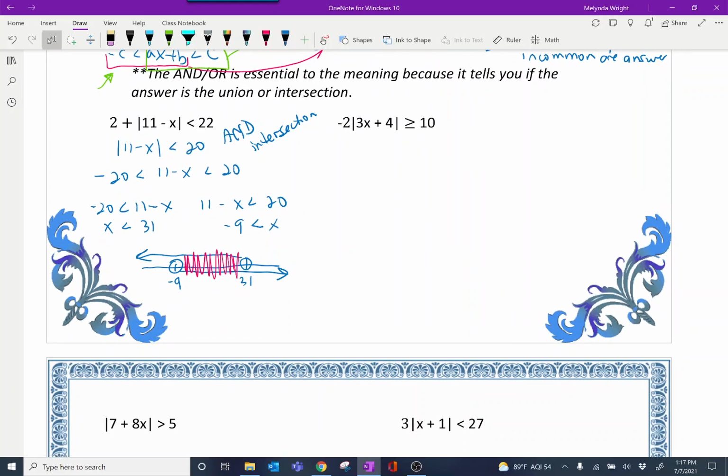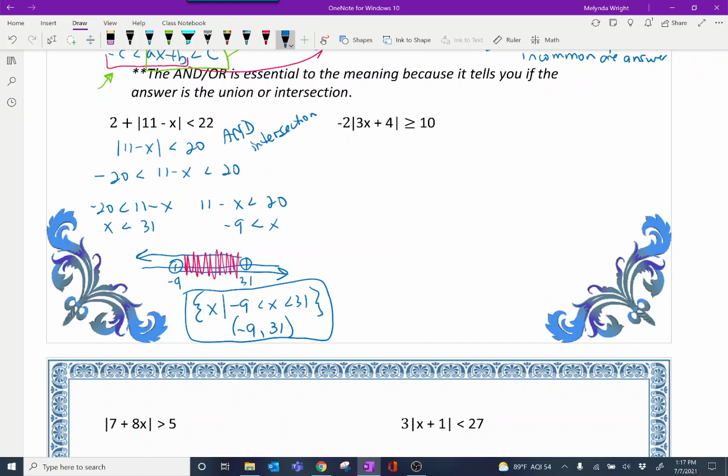So our answer, we can write two different ways. We can write set notation, with our little squigglies: all x such that x is between negative 9 and 31. That's one option. Or we could write it in interval notation, negative 9 to 31. And that's our first solution. We could do either of these. It's really important that we graph it so we know what the solution is.